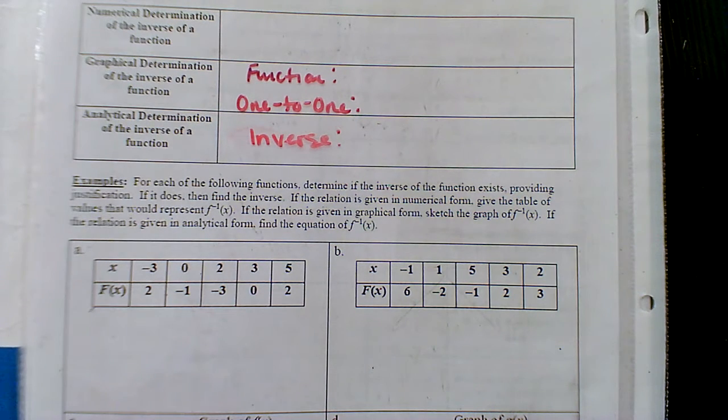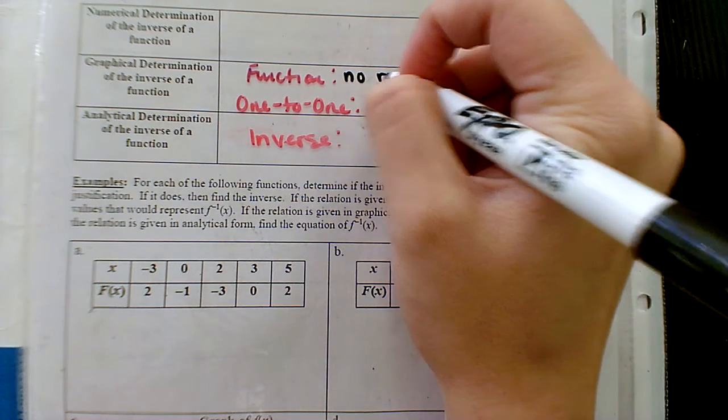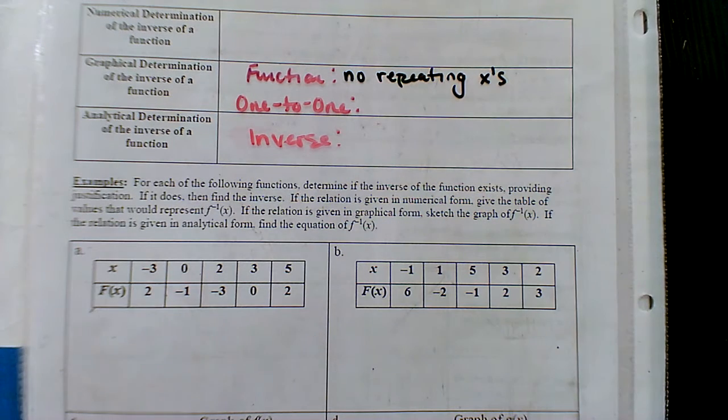Okay, from yesterday, what did we say a function was, or how can you think about what a function is, maybe a characteristic you can look for? Yeah? Each x has only one y. So in terms of a table or a graph, you don't want to have any repeating x's. Because if you have repeating x's, that means you have more than one y value associated with it. So for a function, we want no repeating x's, meaning for every x there's only one y.